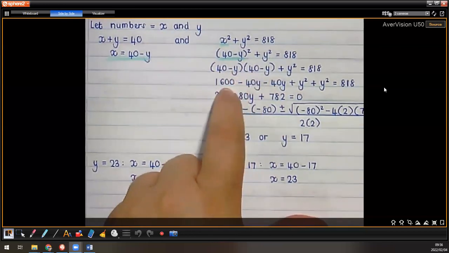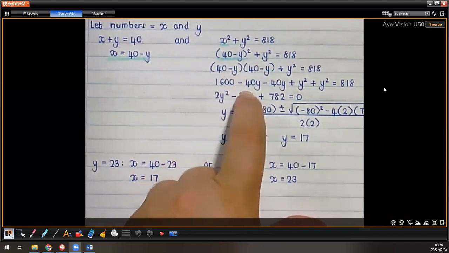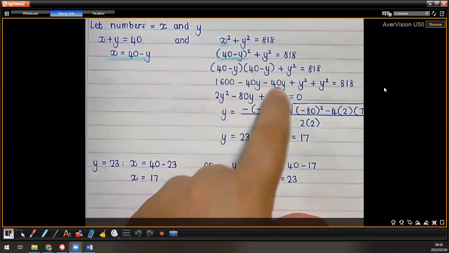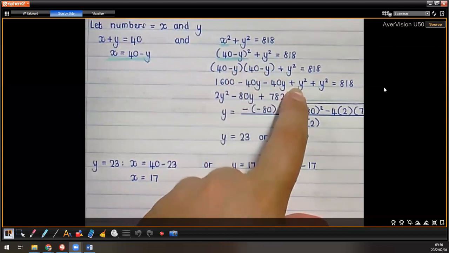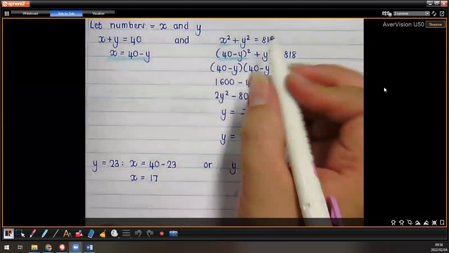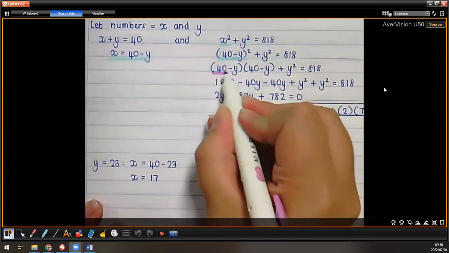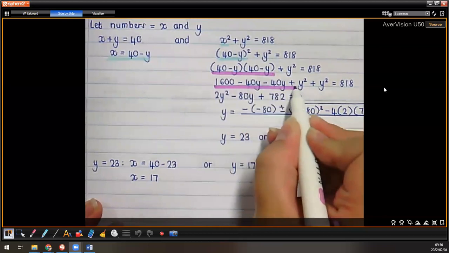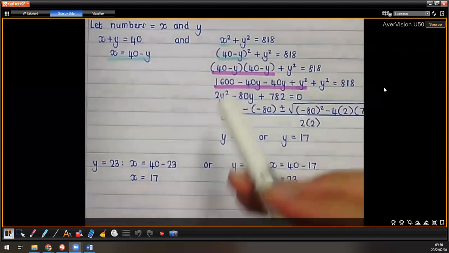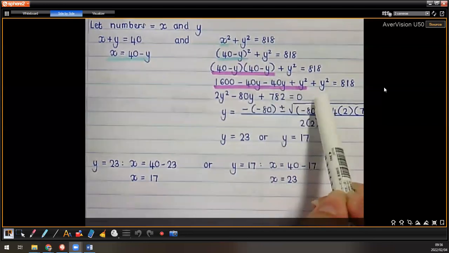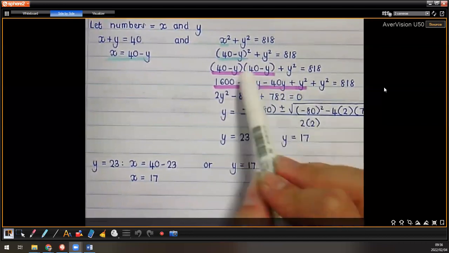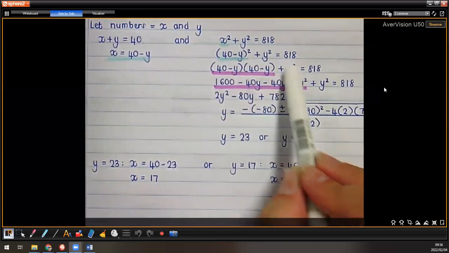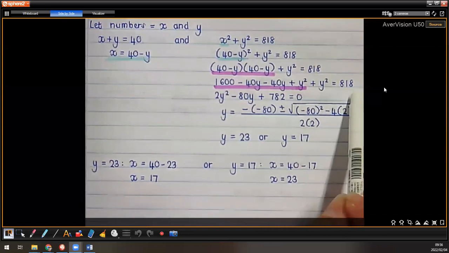So you're going to say 40 times 40 is 1,600. 40 times negative y is negative 40y. Then you have negative y times 40, which is the same thing, again negative 40y. And then we do negative y times negative y is plus y squared. So this whole thing here is these four terms. But then after these two brackets, we still had another plus y squared, which you must remember to add in. Okay, so you're multiplying out, you're getting those four terms, then there's another plus y squared equal to 818.